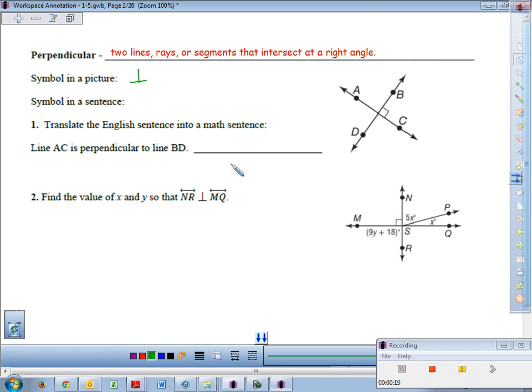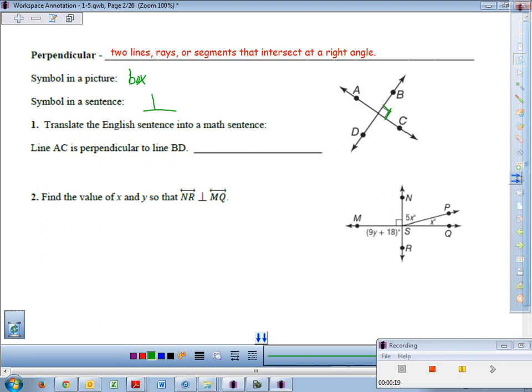The symbol in a picture is the box, the right angle box. If you're in a picture, you see that symbol right there. The right angle box is that. Now, the symbol in a sentence, like in a math sentence, looks like this, an upside down capital T. Upside down capital T means perpendicular.